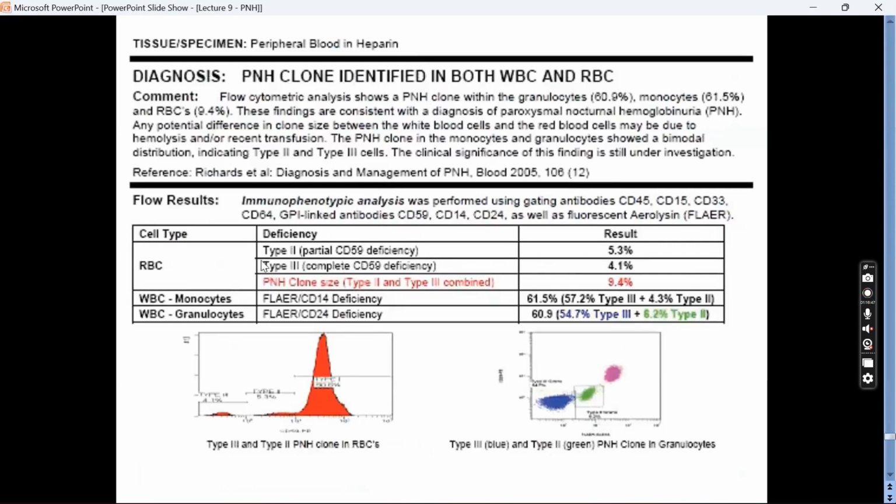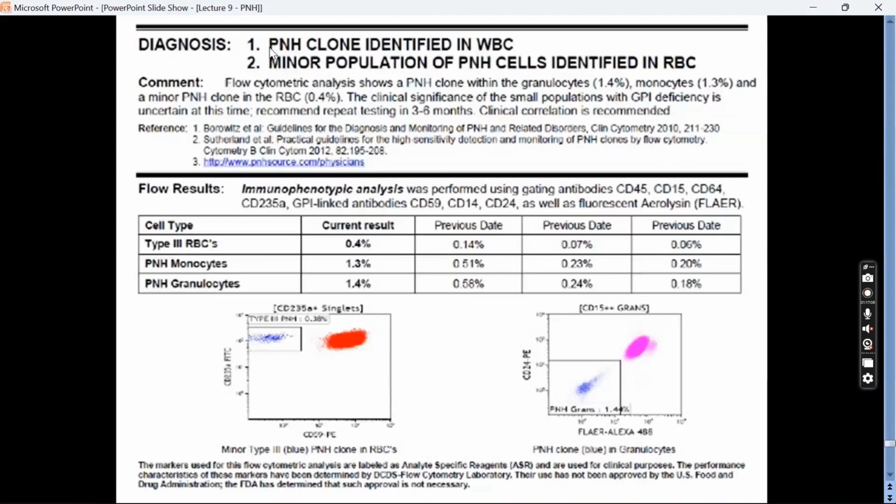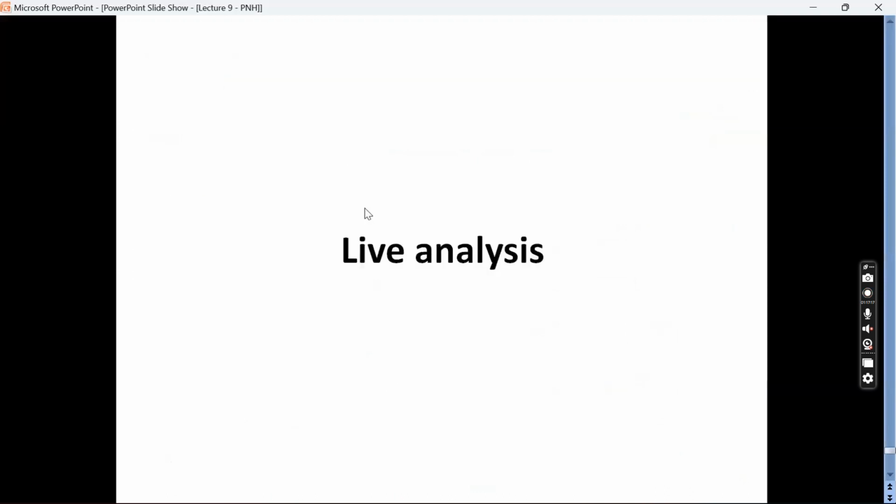And you need to give the percentage. For RBCs, you need to give type 2 and type 3 separately, and the total. For WBCs, you need to separately give monocytes and granulocytes. But this percentage is not mandatory. Similarly, when the clone is smaller than 1%, you report minor population of PNH clone identified in WBCs, and PNH clone identified in RBCs. So these are some of the reports and how you have to give them.